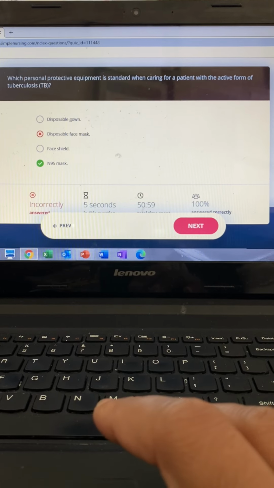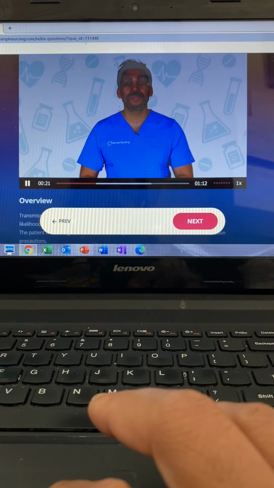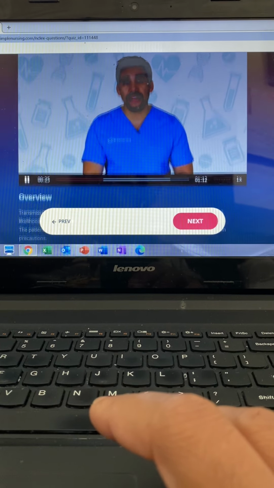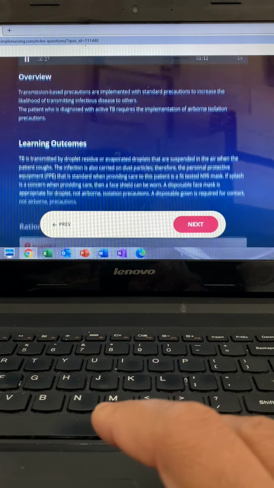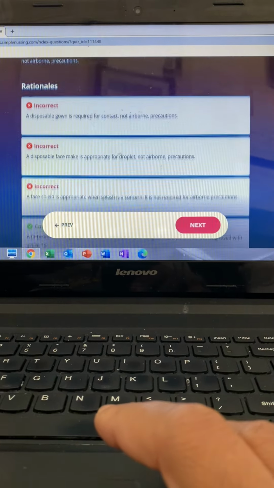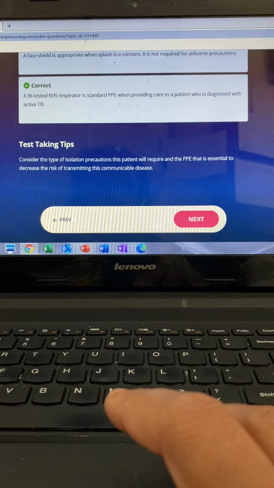So the memory trick we use is, it's on air with MTV. Airborne's for measles, TB, and V for varicella, or basically chickenpox. So the solution we're looking for is protection from airborne transmission. So remember, on air with MTV here.